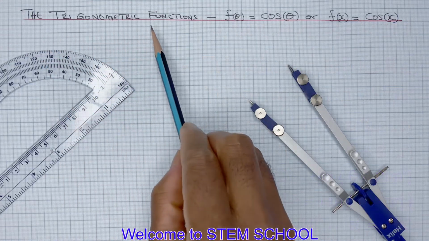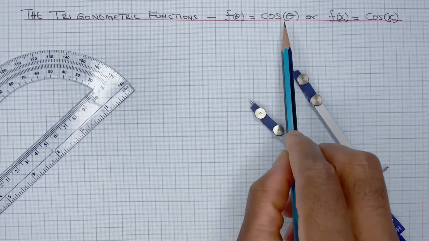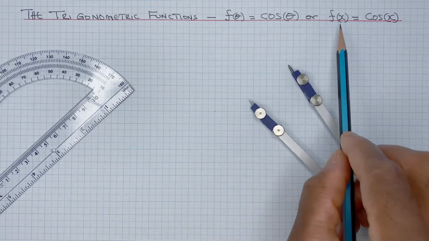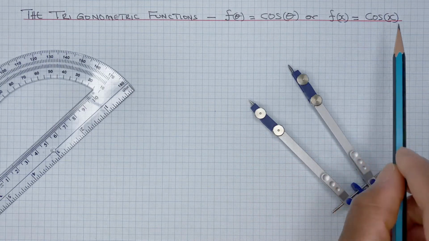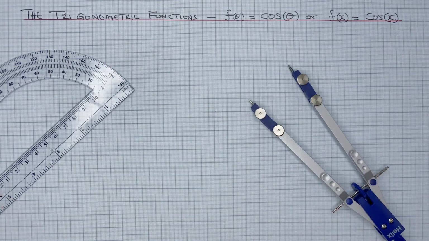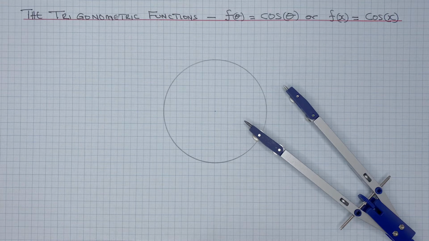The trigonometric functions, we're looking at cos theta. F of theta equals cos theta, or f of x equals cos x. So we're going to draw that cosine function. I have drawn this unit circle. That means the radius is 1.